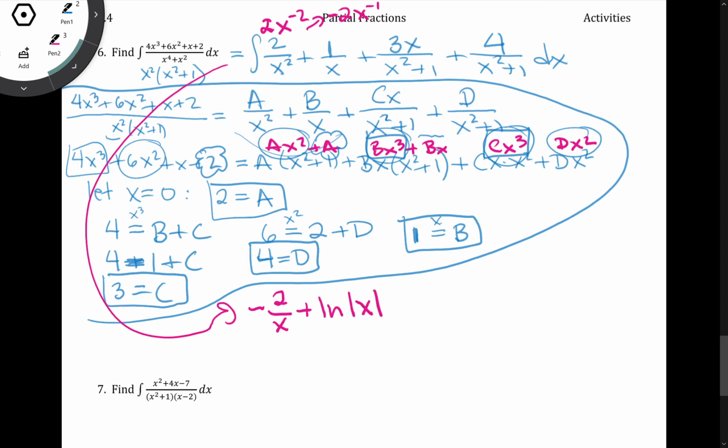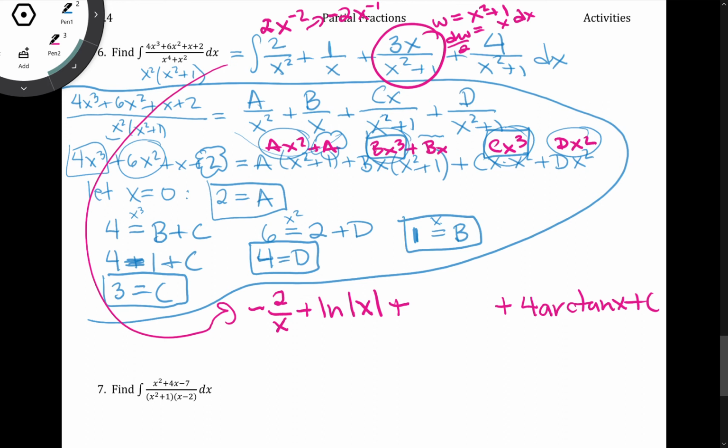The 3x over x squared plus 1 is actually the trickiest. I'm going to leave it a spot. 4 over x squared plus 1, that's just an arctan. 4 times arctan x plus c. Okay, so let's do a little work for this 3x over x squared plus 1. That's a w substitution. So we get that, and I'm actually going to divide out the 2. Okay, so we can replace, sorry guys, I didn't leave myself enough room.